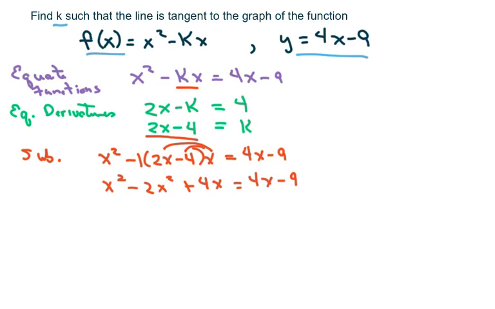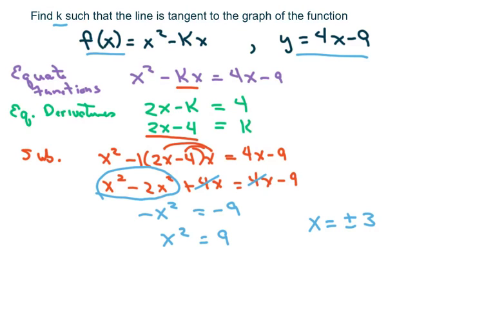And what happens is this is going to equal negative x squared. These two will zero out, and this equals negative 9. Or we have x squared equals 9. So we have x equals plus or minus 3. Now, since we have two x's, we're going to probably have two k's. So we're going to go back and plug in our k's, or x's.